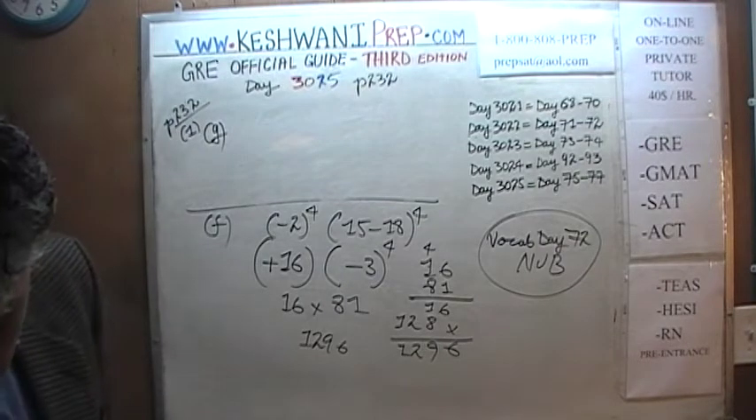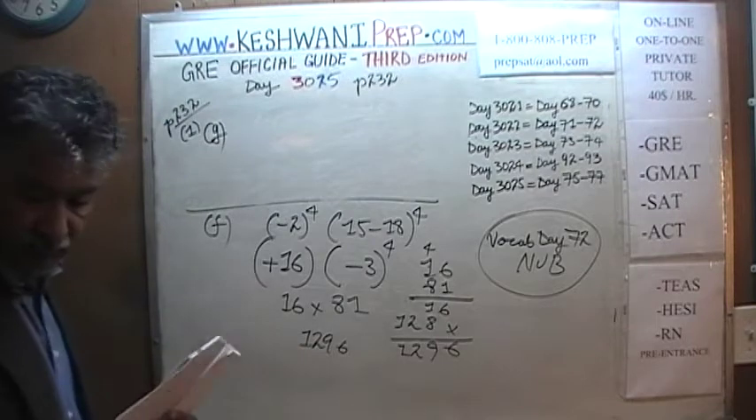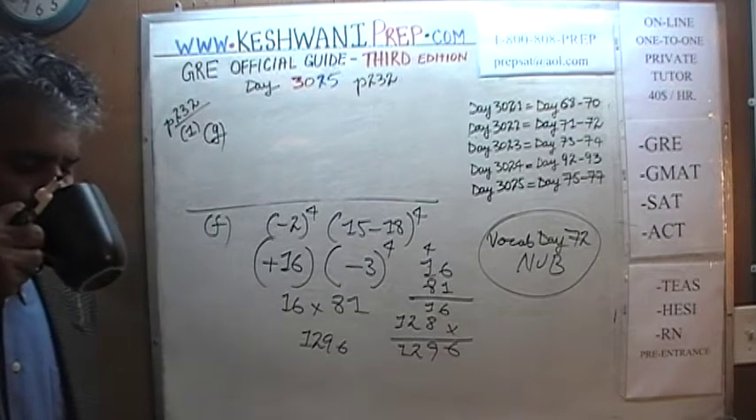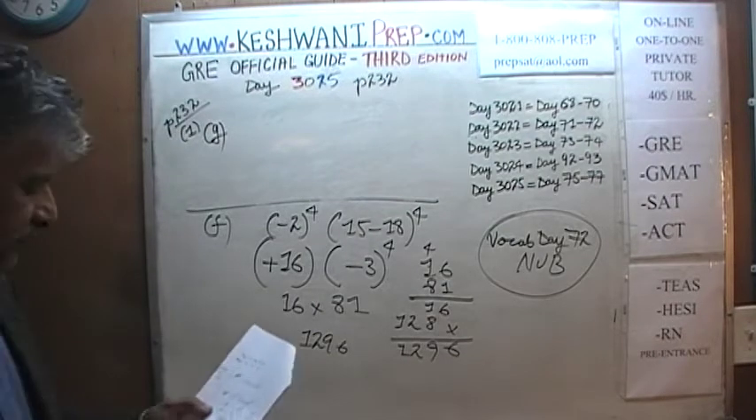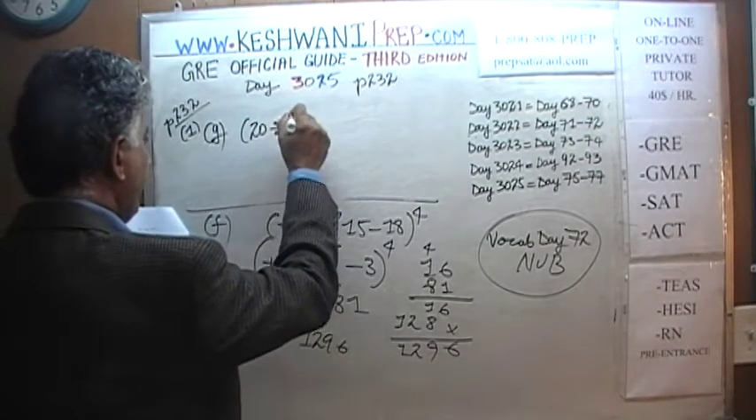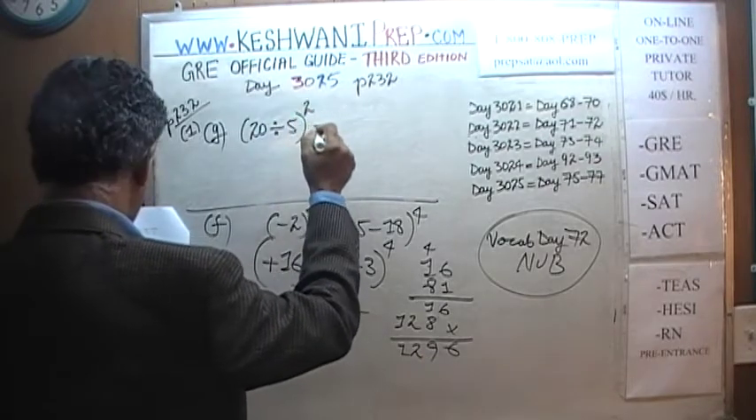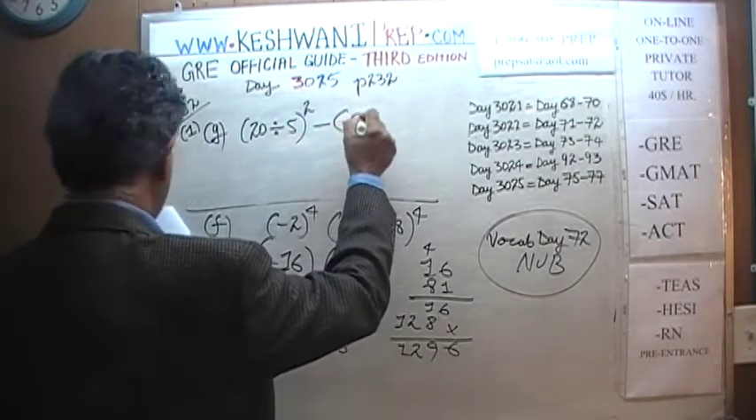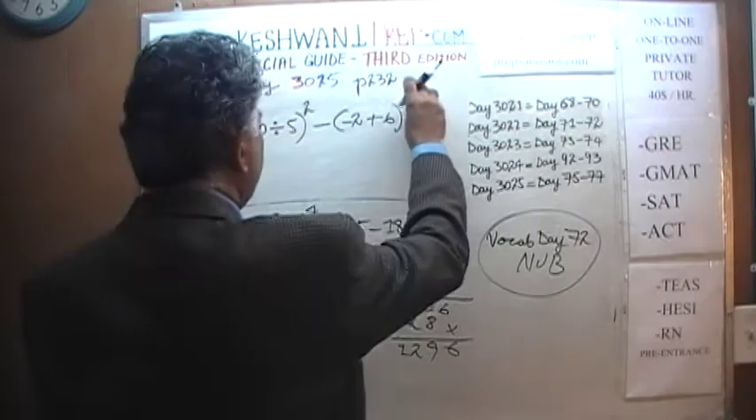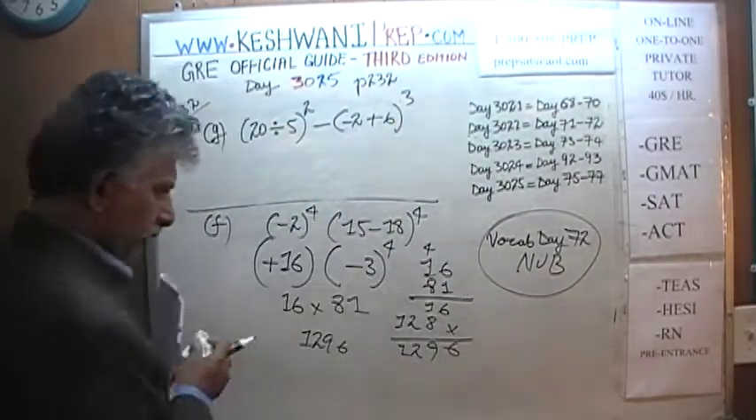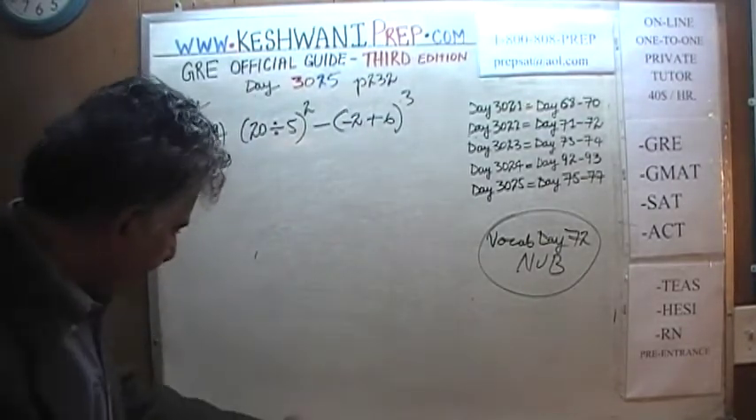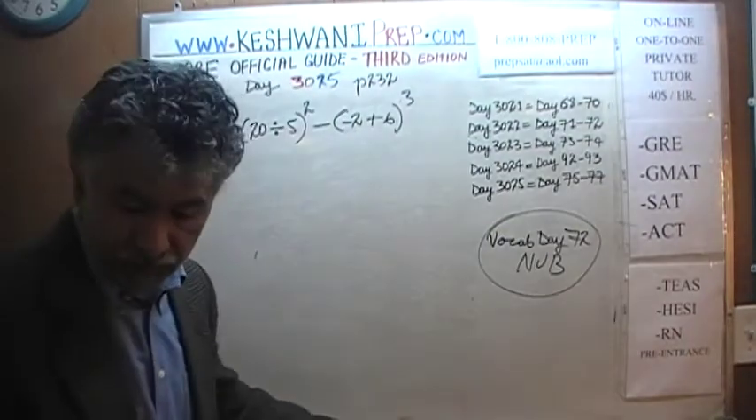In question number G, we have a slight problem. I'm going to erase this because I'm going to need room. It says 20 divided by 5 squared minus a negative 2 plus a 6 cubed is... So I'm going to erase this. I'll use a color here for the dramatic effect.